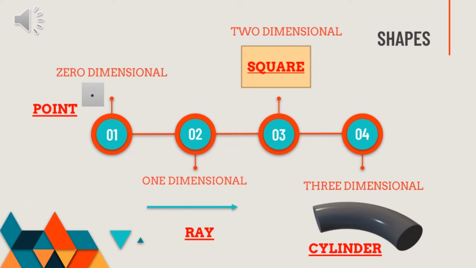So let's navigate the path of dimensional shapes. We'll begin from the zero-dimensional shape, which is a point, as it does not have any length, breadth or height, followed by the one-dimensional shape which has only length, then the two-dimensional shape which has length and breadth both, and last but not the least, the three-dimensional shape which has length, breadth and height as three measurements.